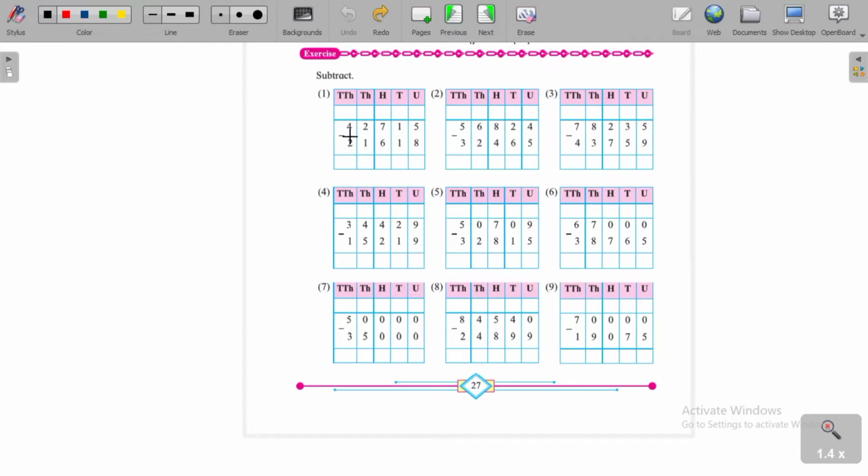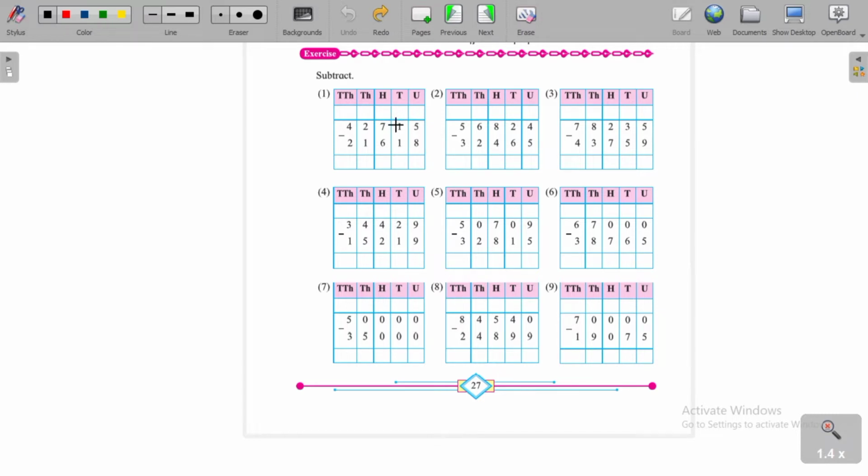First, 42,715 minus 21,618. First we need to subtract in the units place here. It is 5 and here it is 8. 5 minus 8. We cannot subtract 8 from 5.